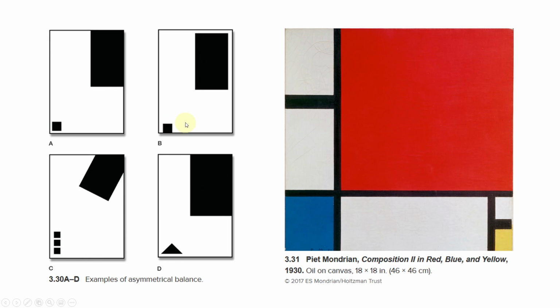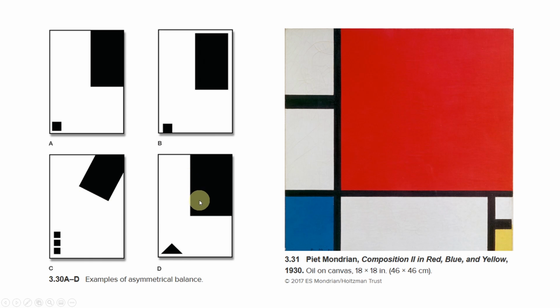In B, when the small square intersects with the bottom edge and the large square moves away from the edge, the difference in weight becomes even more pronounced. In C, the top shape now gains energy through its diagonal orientation, and we need three bottom shapes to create balance because it has such an amount of energy.